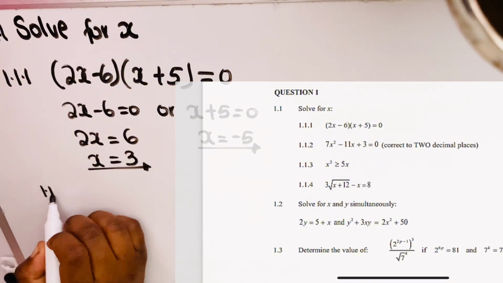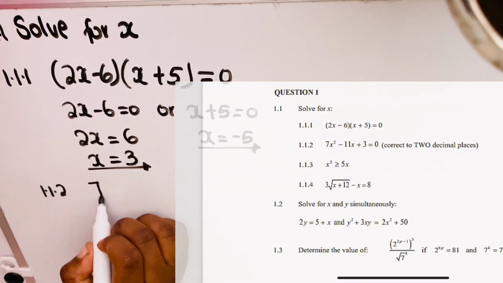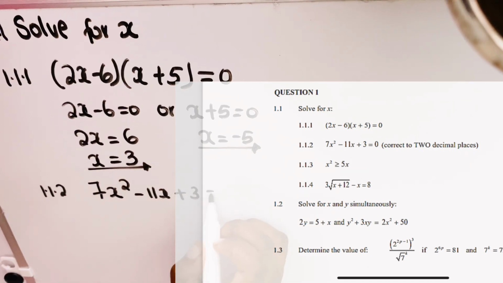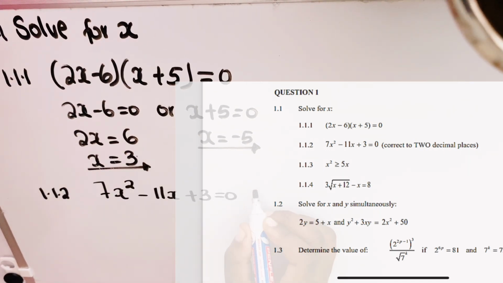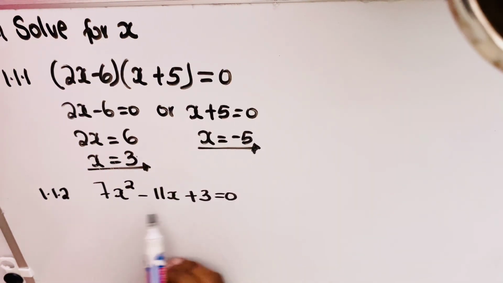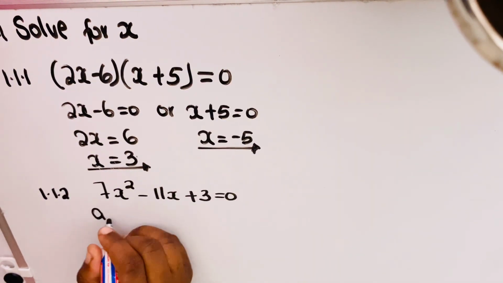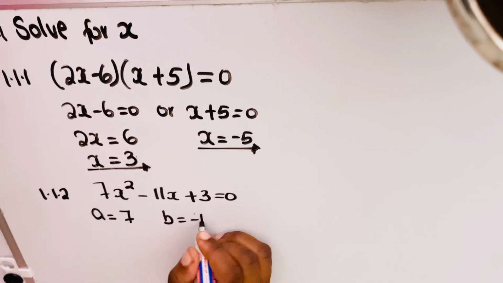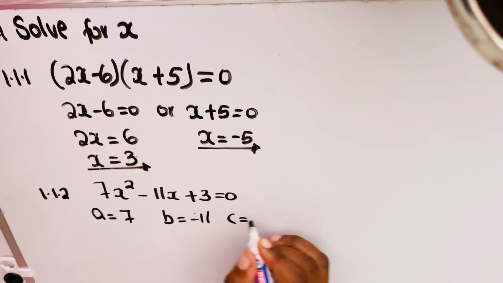So moving on to 1.1.2, we have 7x squared minus 11x plus 3 is equals to 0. And in brackets, it says correct to 2 decimal places. So the moment they say correct to 2 decimal places, this simply means you will not be able to factorize the equation. So in that case, you'll use the quadratic formula to solve the equation. The value of a is 7, b is negative 11, c is positive 3.